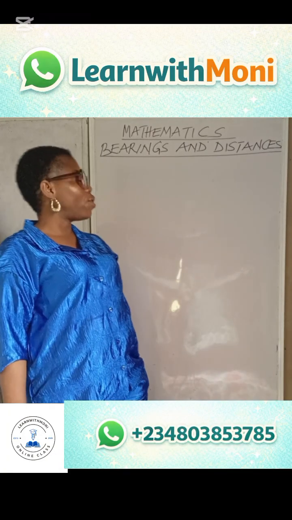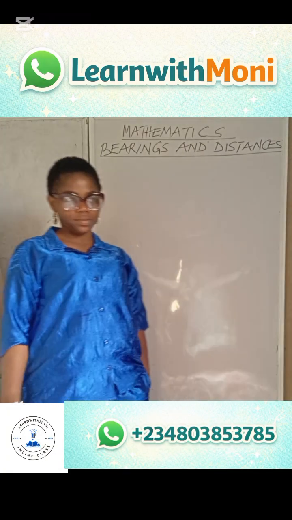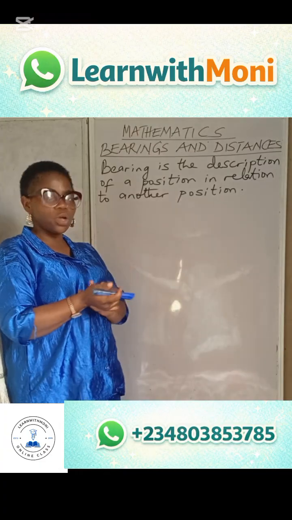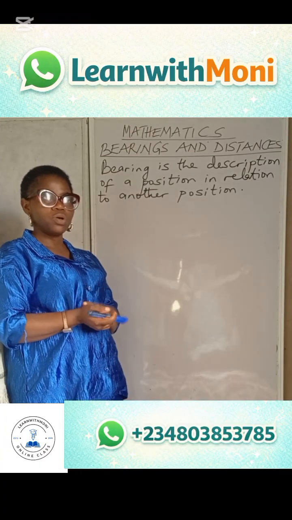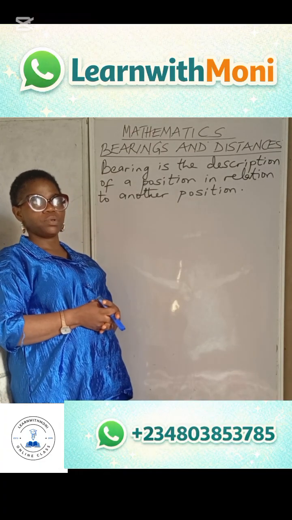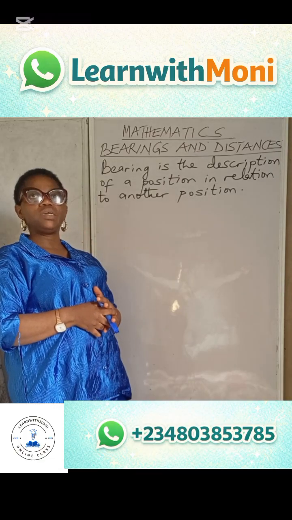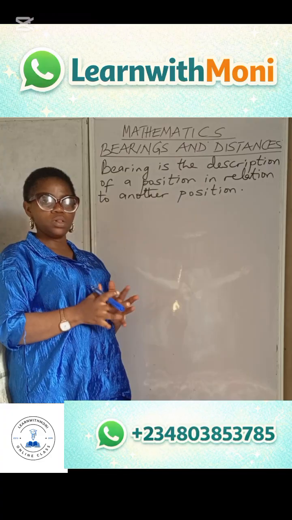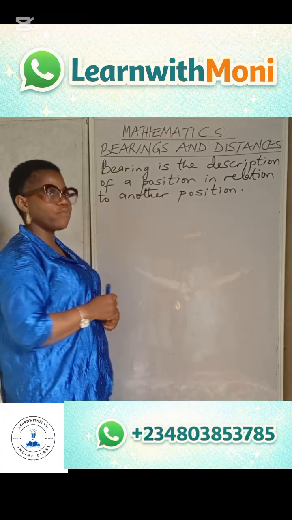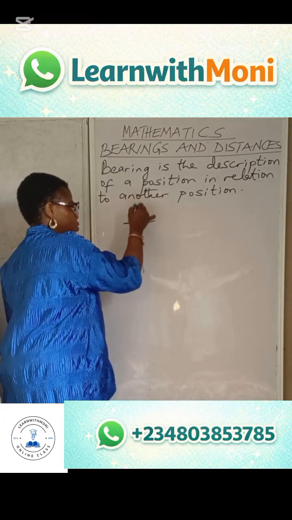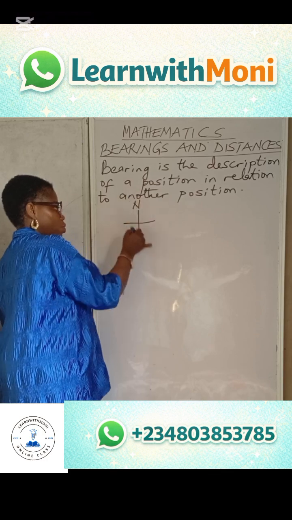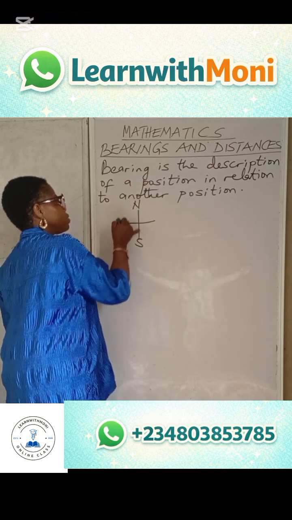This is the class on bearings and distances. Bearing is the description of a position in relation to another position. Bearings generally is reading the angle clockwise and from the north. These are the four cardinal points: north, south, west, east.